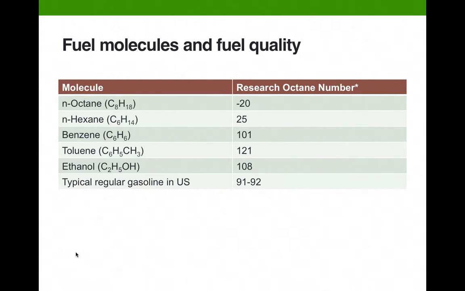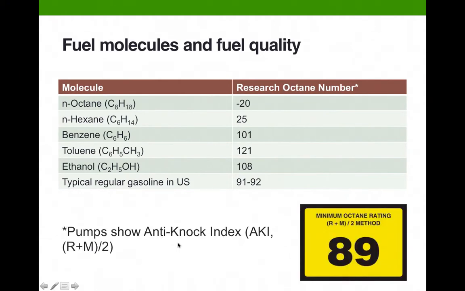And all of you are thinking right now, hey, wait a minute, when I go to the pump, my regular gasoline doesn't have an octane number of 91. It has an octane number of 85 or 87 or 89. And that's because the octane number that's actually shown on our pumps isn't this research octane number, it's a different one. It's the average of the research octane number and the motor octane number. So that brings it down a little bit.